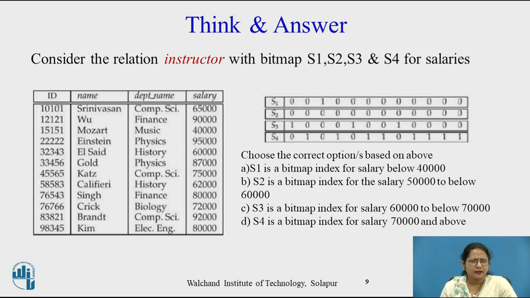Now all of you students, take some time to answer this particular question. What is this question? The instructor relation is given with 4 bitmaps S1, S2, S3, S4. Identify which bitmap each of S1, S2, S3, S4 represents. So 4 options. S1 is a bitmap index for salary below 40,000. S2 is a bitmap index for salary 50,000 to below 60,000, meaning between 50,000 and 60,000. S3 is a bitmap index for salary 60,000 to below 70,000, and S4 is a bitmap index for salary 70,000 and above.